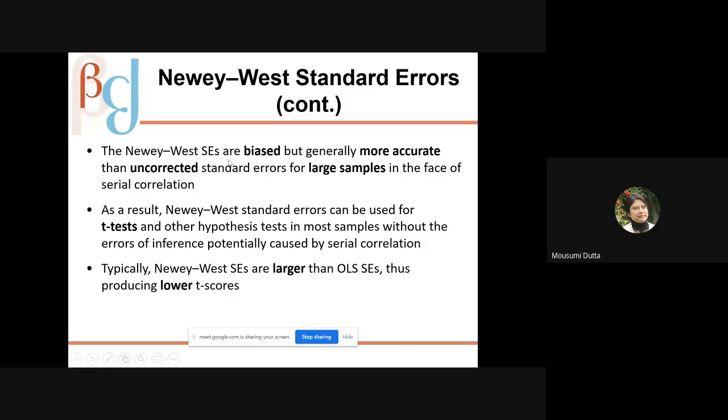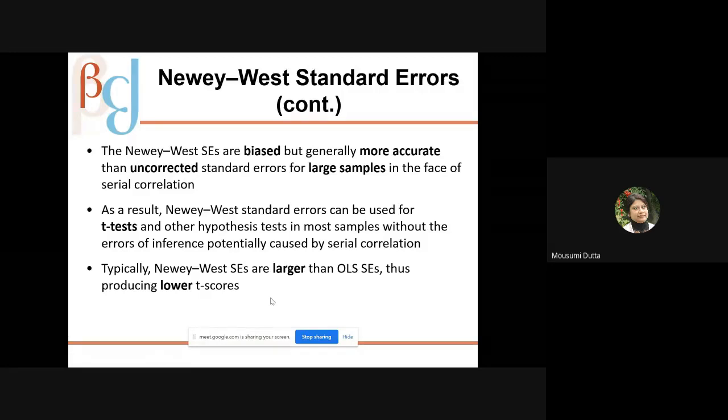Okay, the Newey-West standard errors are biased but generally more accurate than uncorrected standard errors for large samples in the face of serial correlation. So there is a bias in the standard errors. However, it is more accurate compared to the variance covariance matrix of beta hat if we use the ordinary least square technique. As a result, Newey-West standard errors can be used for t-tests and other hypothesis tests in most samples without the errors of inference potentially caused by serial correlation. Typically, Newey-West standard errors are larger than OLS standard errors, thus producing lower t-scores.